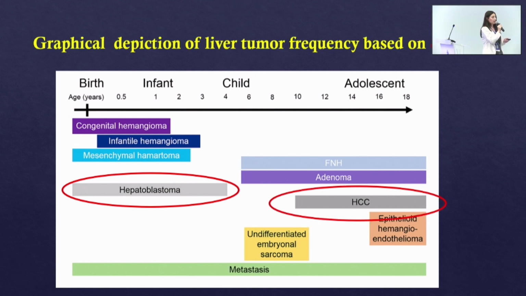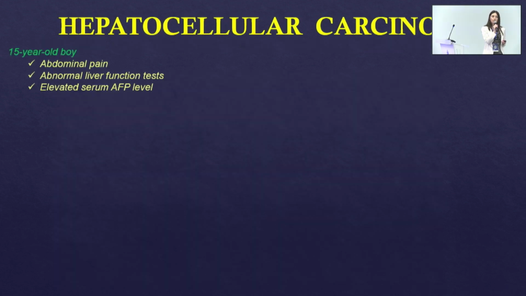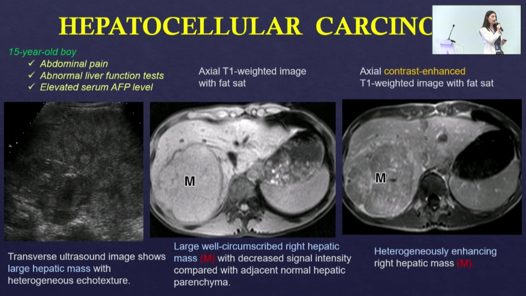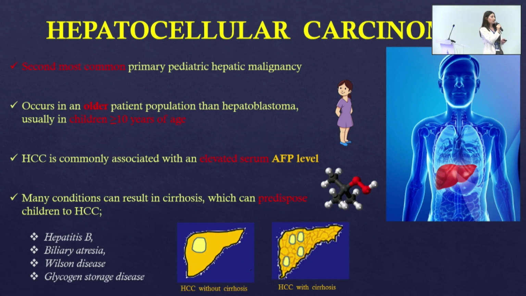We have here hepatoblastoma and HCC. They have similar appearance on CT and MRI, but HCC occurs in older patients. For example, here we can see the mass that is located in the right lobe of the liver, and it is a 15-year-old boy, and it is hepatocellular carcinoma. Next question, that is the second most common primary pediatric hepatic malignancy, and it occurs in older patients than hepatoblastoma, and AFP level here is also elevated.